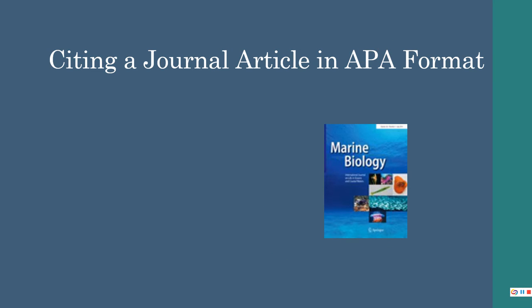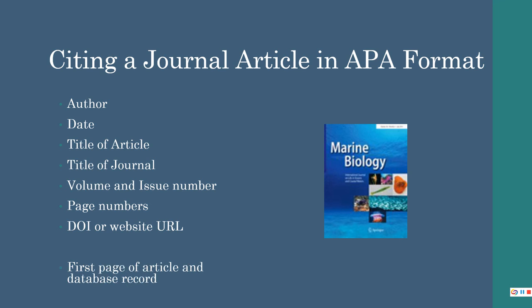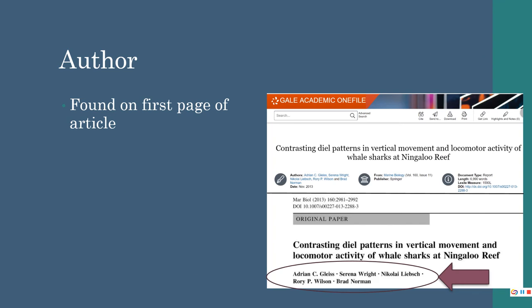When citing a journal article in APA format, you will be looking for several basic pieces of information: the author, the date of publication, the title of the article, the title of the journal, the volume and issue number of the journal, the page numbers of the article, and the DOI, Digital Object Identifier, of the article or its URL if it was found on a website. You can usually find this information by using the first page of the article and the record in the database.